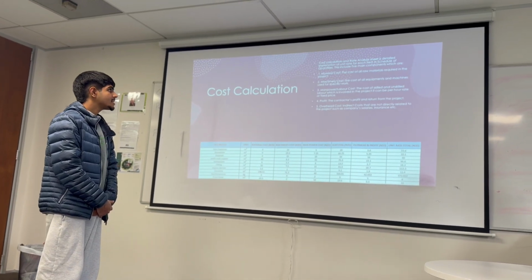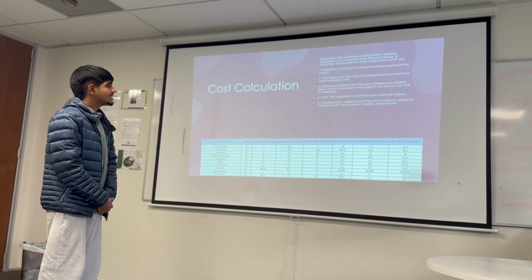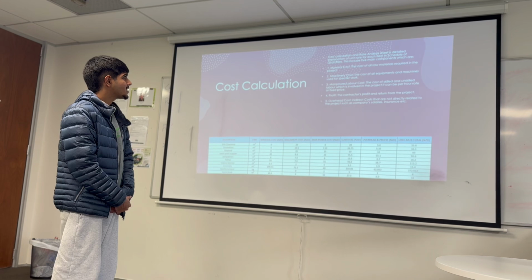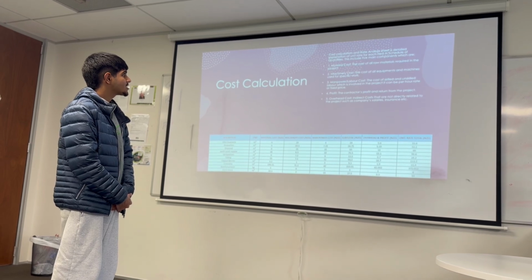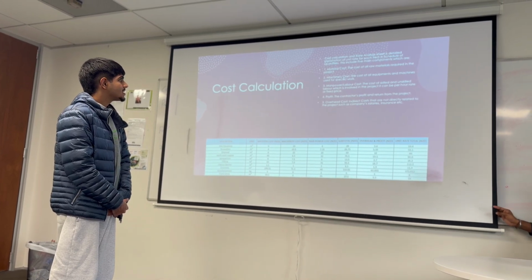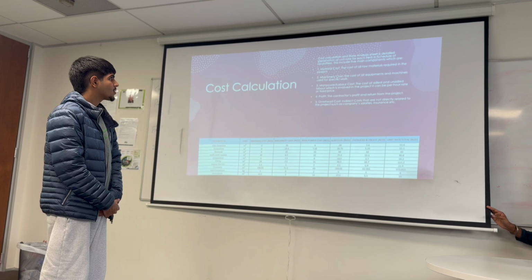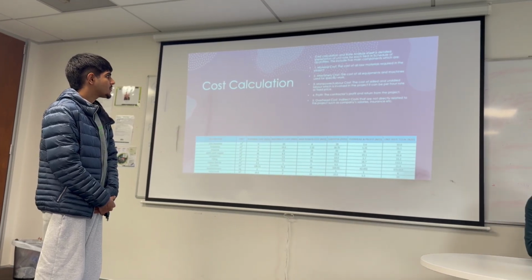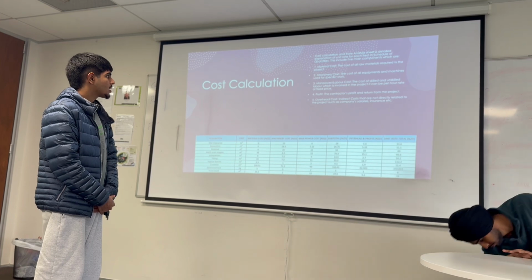Now I'm going to discuss the cost calculation for the BDS. The cost calculation and rate analysis sheet is a detailed calculation of the unit rate of each item in the schedule of quantities. This includes the main components, which are material cost, machinery cost, manpower and labor cost, profit, and overhead cost.